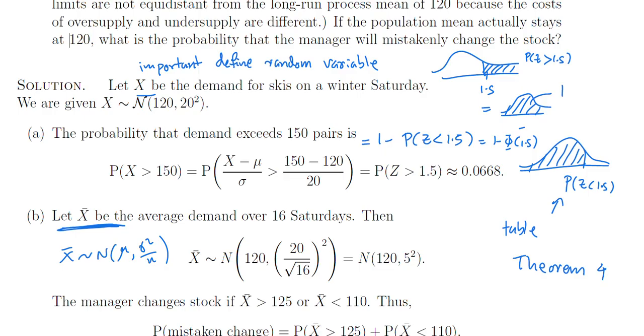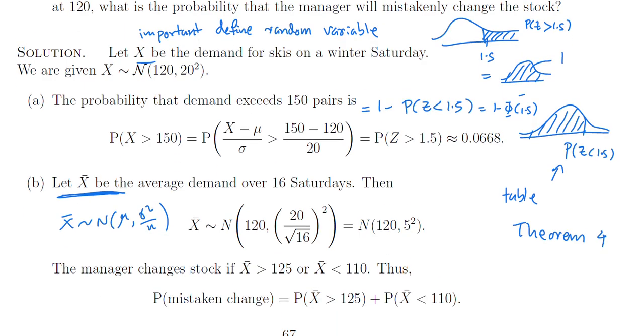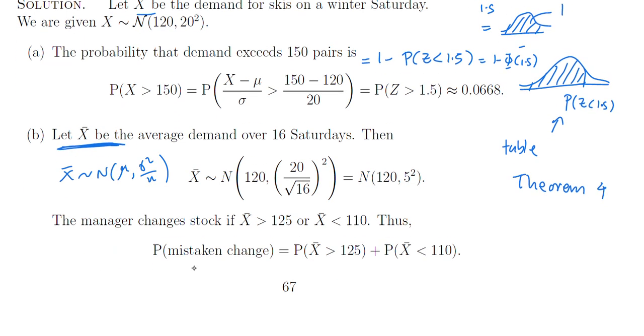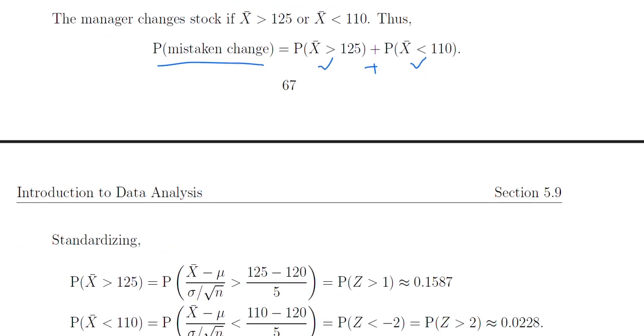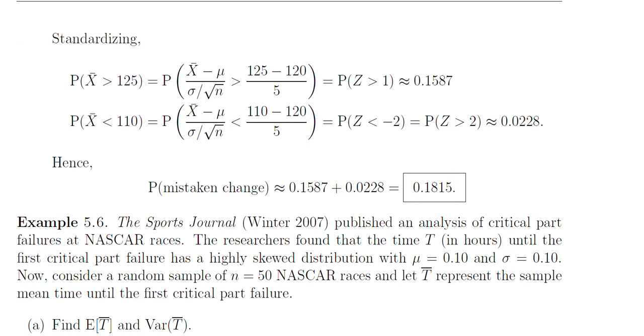Okay, which gives us a variance of 5 squared. So the required probability is the probability of mistakenly changing the stock. That happens when X bar is larger than 120 or X bar is less than 110. We need to calculate these individual probabilities and add them together. How do we do that?